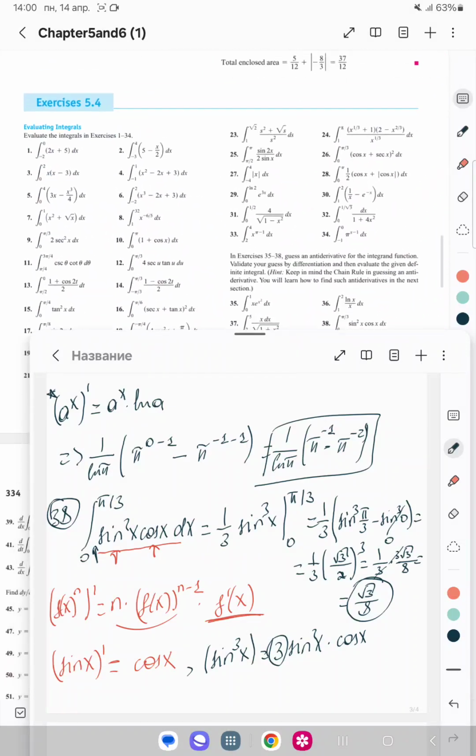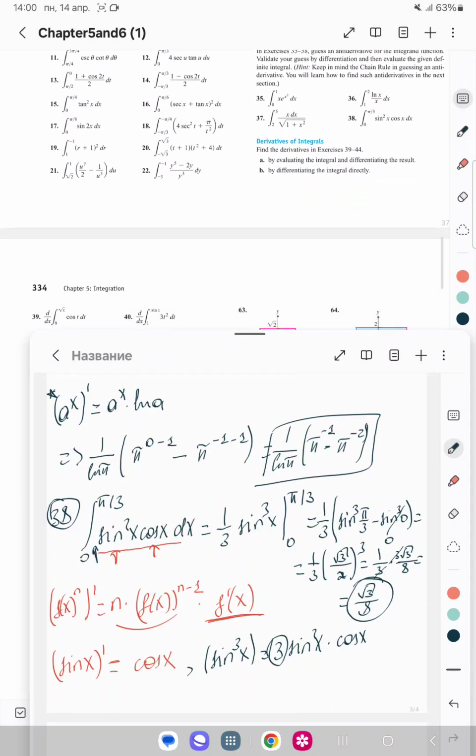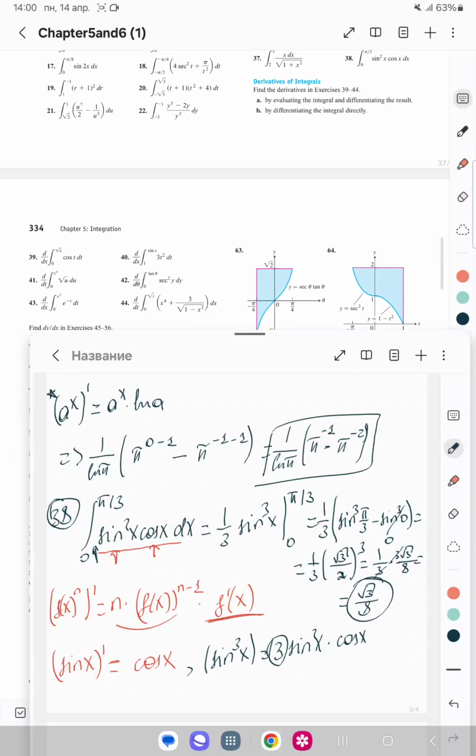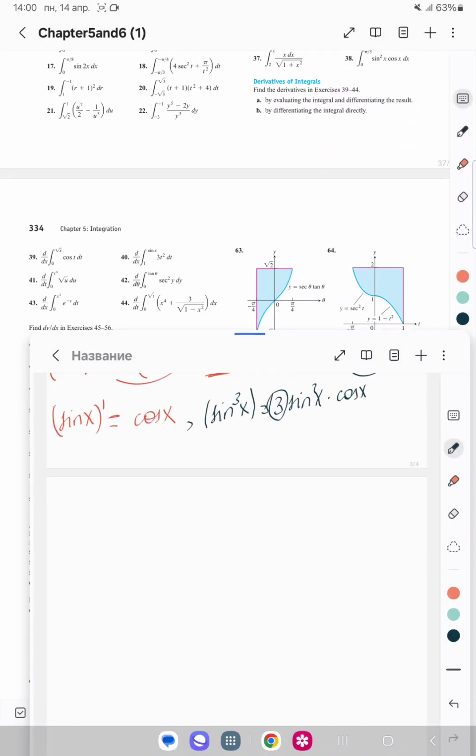Okay, derivatives of integrals. Good question. The name of the subsection is derivatives of integrals. Find the derivatives in the exercises.